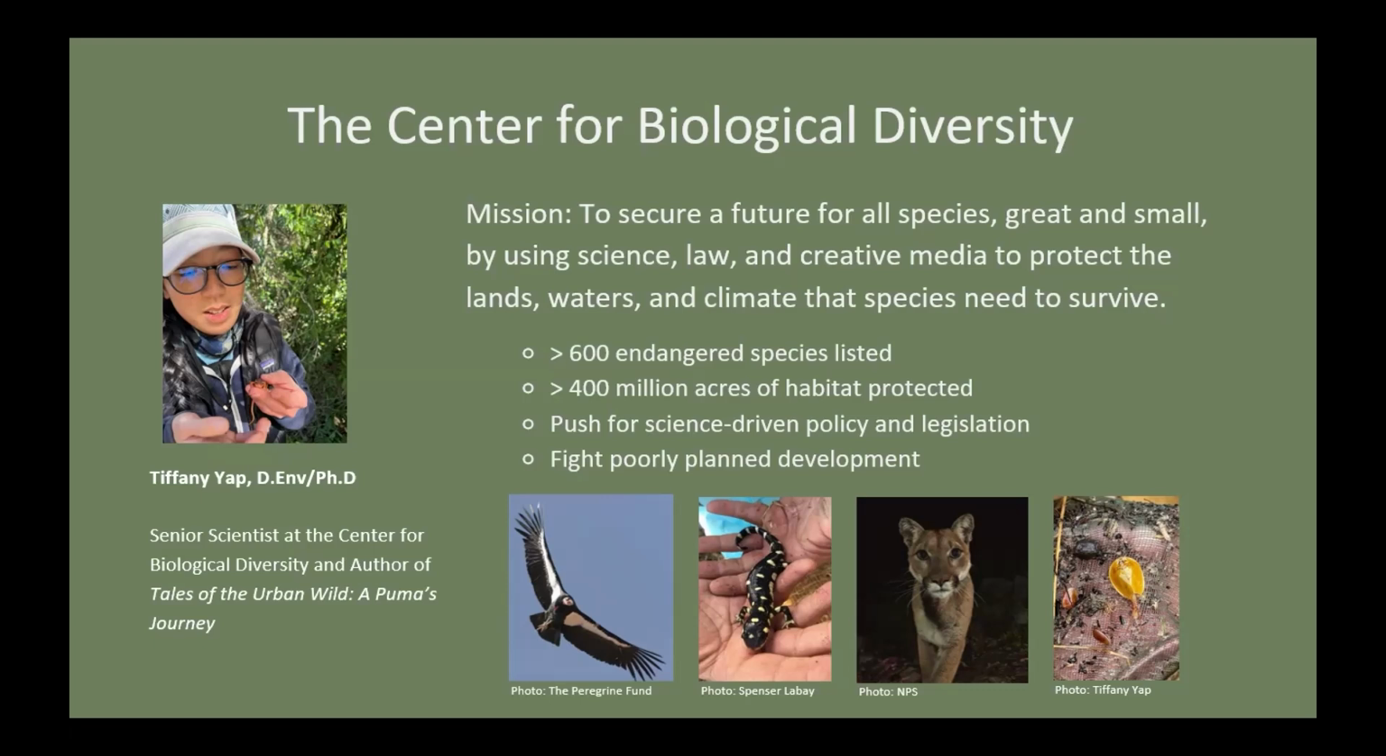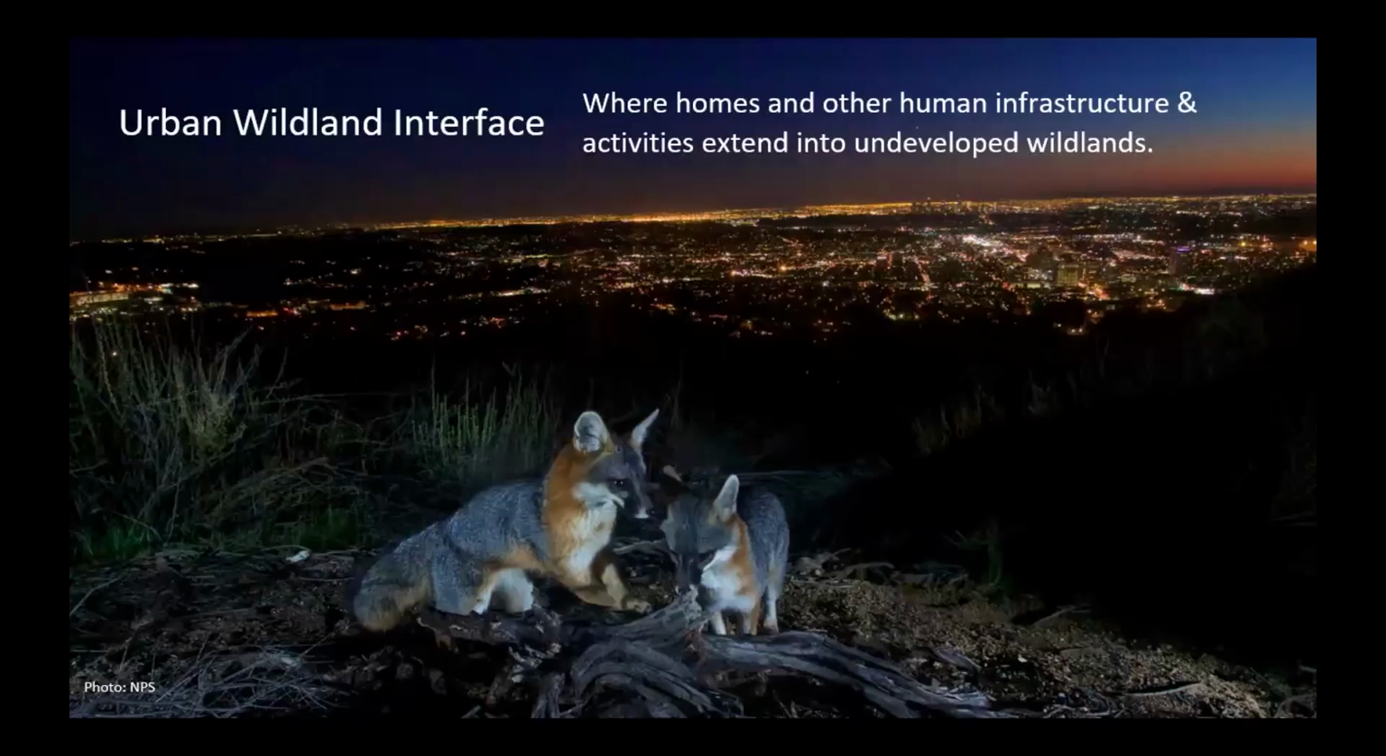A lot of the work that we do is we push for science-driven policy and legislation and fight against poorly planned development. So I just want to give a quick definition of the urban wildland interface, because it is where a lot of the work I do is focused on. It is where homes and other human infrastructure and activities extend into undeveloped wildlands. And I think it's important because oftentimes we think of ourselves as separate from nature, but actually we're very much part of these ecosystems. And it's in this urban wildland interface, this transition zone, where we interact the most with wildlife, but also that is where most of the conflict happens between people and wildlife.